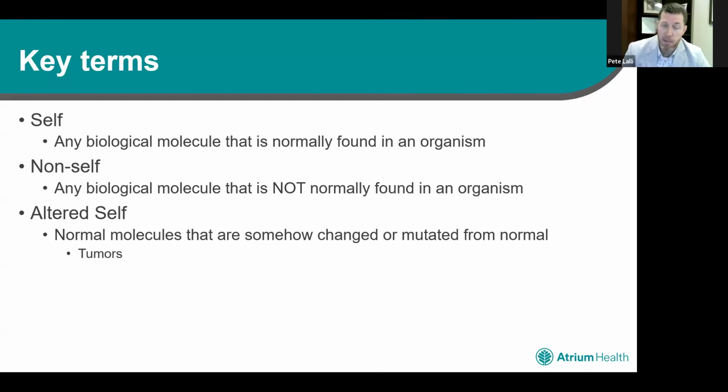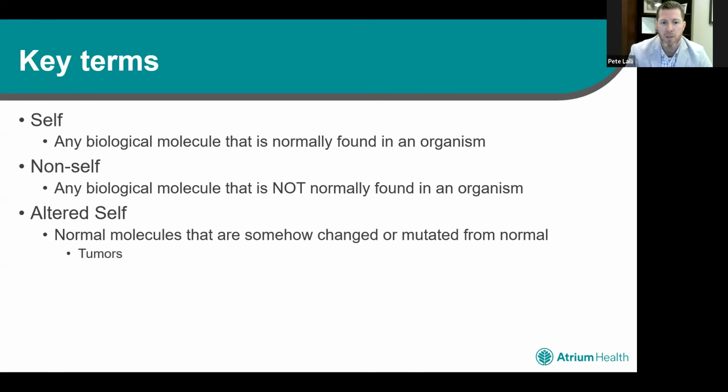So we have the concept of self. Self is anything that's normally part of you, what your body's made of. Your immune system looks at that and says, okay, this is okay. Then we have non-self. That's anything else that the body doesn't recognize, anything that's not normally part of you. The immune system is targeted to say, this is bad, something's going wrong here, and we need to do something about it. The last one is something we call altered self.